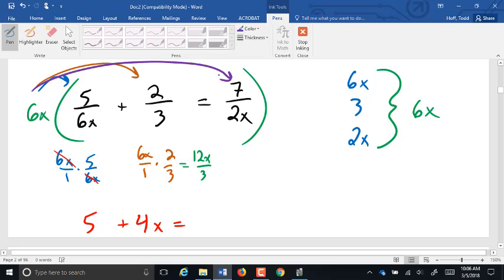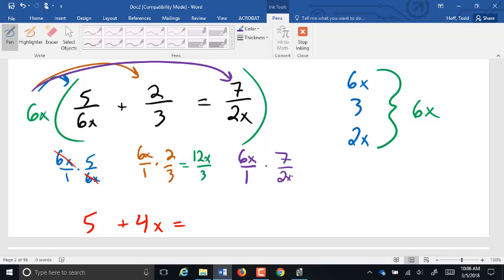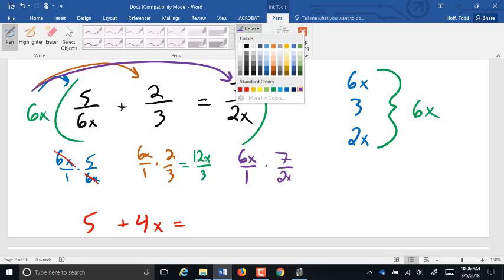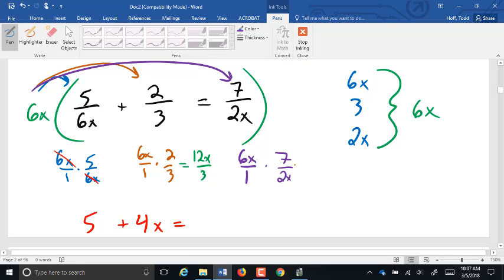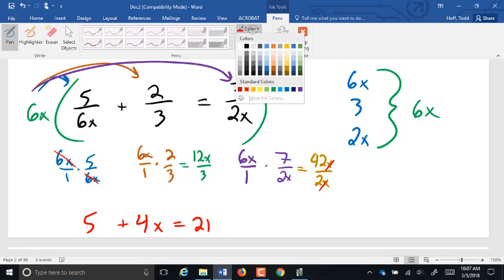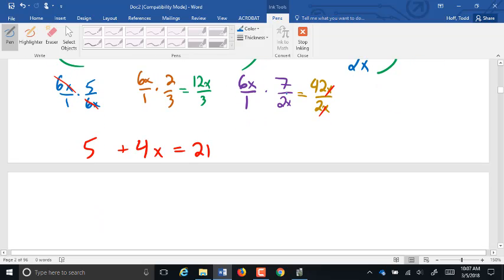Then we have 6x times 7 over 2x. So that's 6x over 1 times 7 over 2x. You can cross cancel here. I found most people prefer to just multiply it out and reduce. 6x times 7 is 42x. 1 times 2x is 2x. 42 divided by 2 is 21. X's divide out, so it's just 21. So now we're left with this equation, 5 plus 4x equals 21, that we can solve.